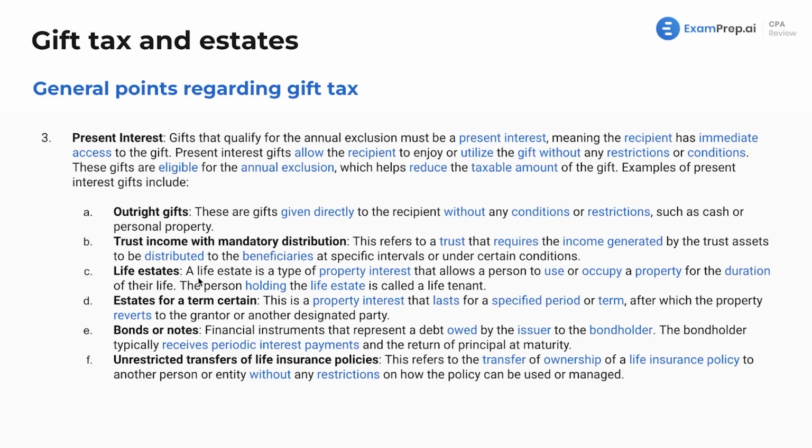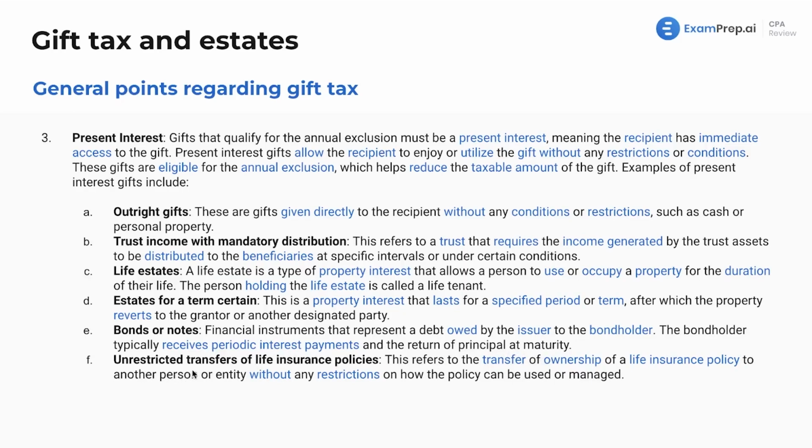Life estates. A life estate is a type of property interest that allows a person to use or occupy a property for the duration of their life. The person holding the life estate is called a life tenant. We've got estates for a certain term. This is a property interest that lasts for a specified period or term, after which the property reverts to the grantor or another designated party. Bonds or notes, financial instruments that represent a debt owed by the issuer to the bondholder. The bondholder typically receives periodic interest payments and the return of principal at maturity.